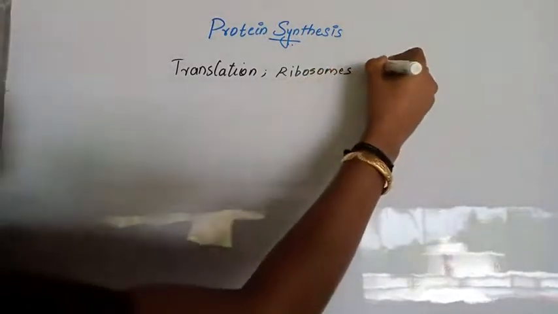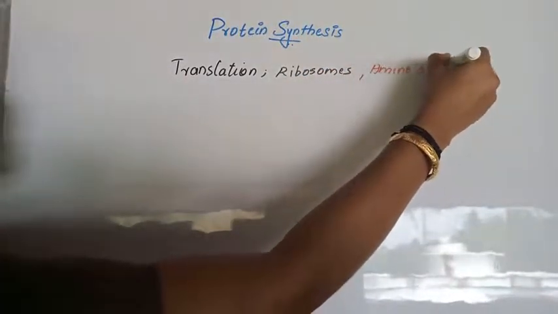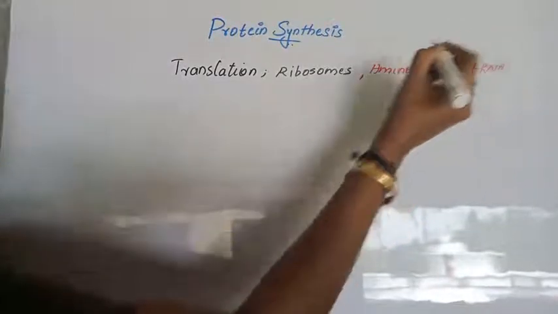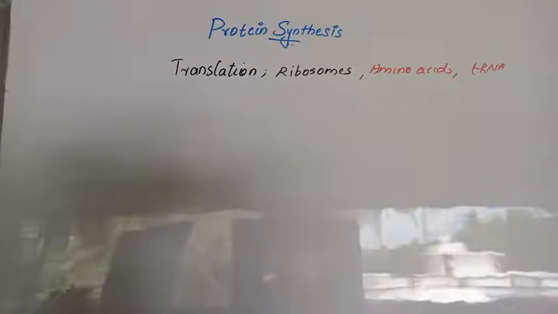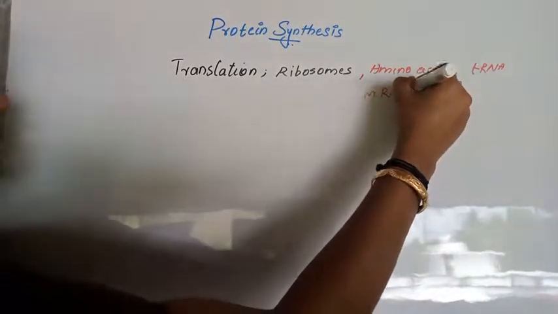So, what are the machineries required for protein synthesis? It requires ribosomes, amino acids, tRNA, mRNA, and rRNA. These are the essential raw materials required for protein synthesis. And also aminoacyl tRNA synthetase. We will discuss what aminoacyl tRNA synthetase is. So these are the raw materials required for translation. Then come to the steps of protein synthesis.